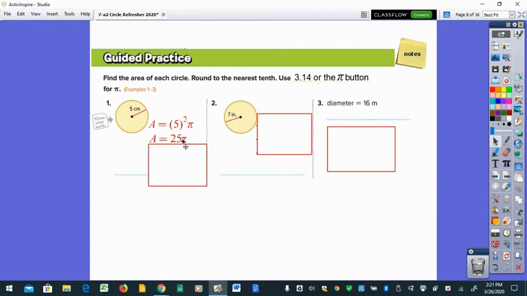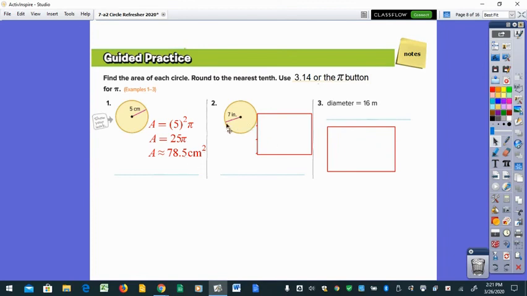Now pick up your calculator, take 25 times the pi button, or 25 times 3.14, and it's about 78.5 centimeters squared. Now, if you use the pi button versus 3.14, the answer can be slightly different. If you use the pi button, it's more accurate because there's more places of pi than just 2. If you use 3.14, your answer could be slightly smaller.